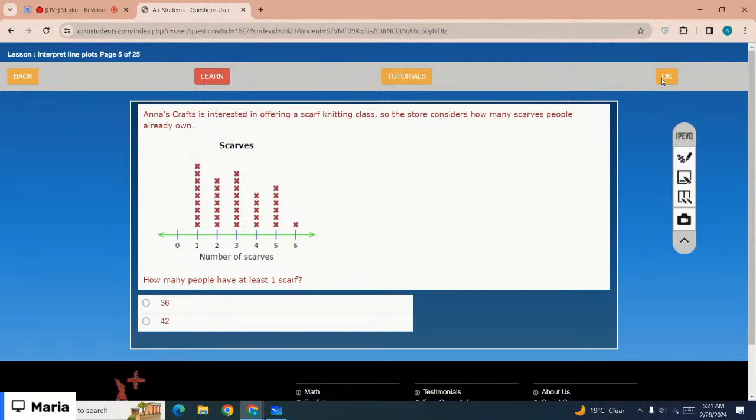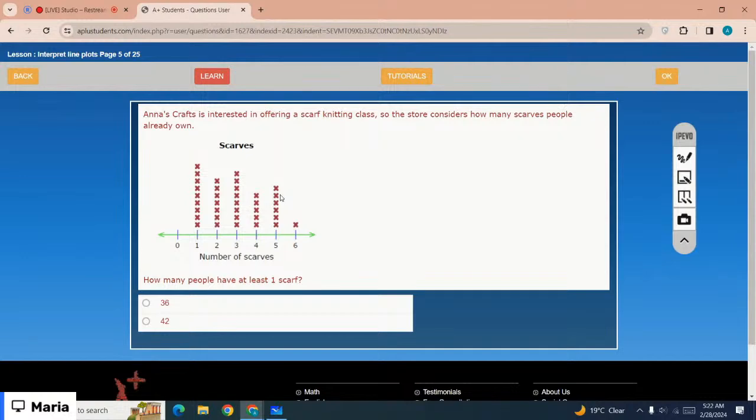So let's just count. Greater than 1 means 2, 3, 4, 5, and 6, right? So just count all the x that are in the columns of 2, 3, 4, 5, and 6. I think they are 42. I cannot count like this. 1, 2, 3, 4, 5, 6, 7, and 8, 15, 16, 17, 18, 19, 20, 21, 22, 23, 24, 25, 26, 27.